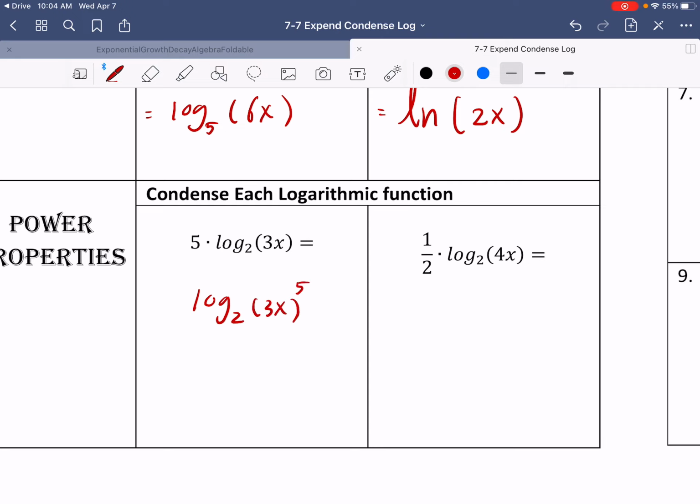Okay, and if you want to, you can just distribute it here inside, but I'm not gonna ask you to do it. Same thing here, 1/2. You can put it on top of here, so it's gonna be same as this. Right?